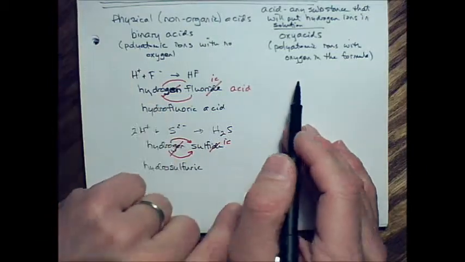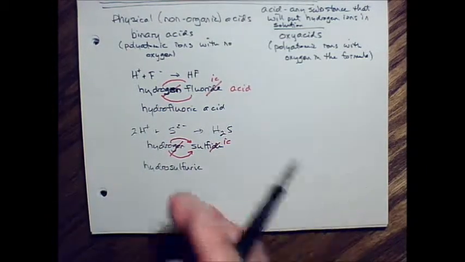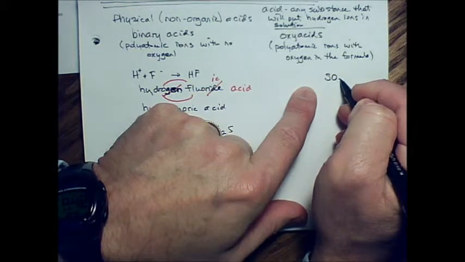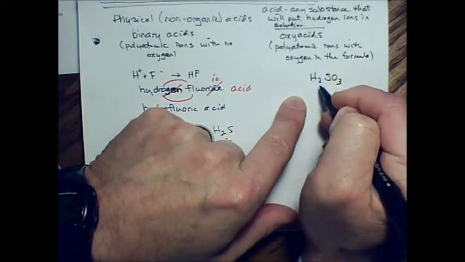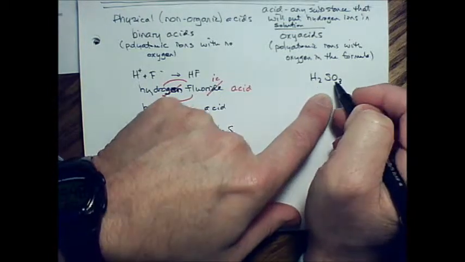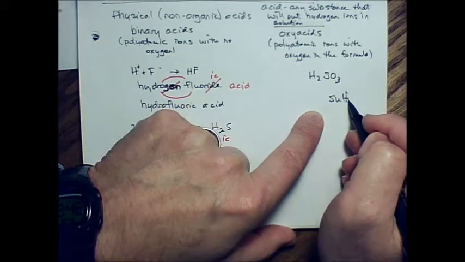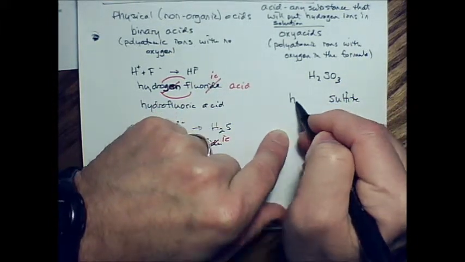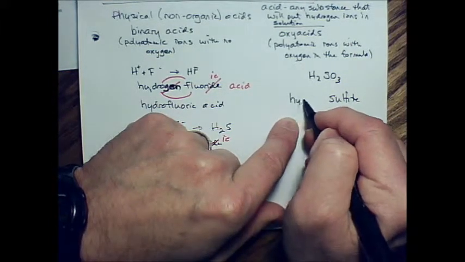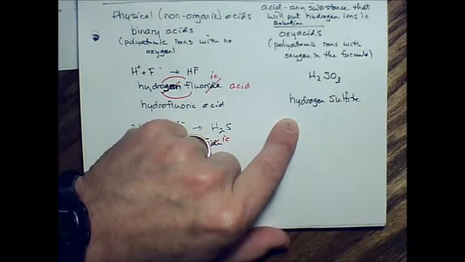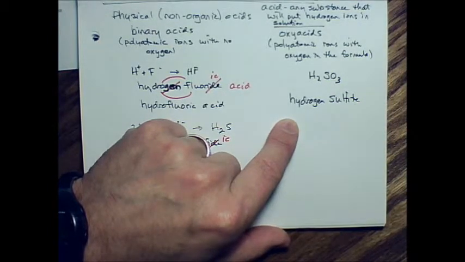Okay. Let's look at oxyacids real quick. The instructions are on the sheet here. Okay? The instructions tell you what to do. They're right here. Oxyacids have polyatomic ions on them. So if I have SO3 and H2 on the front, okay, this ion, SO3, is a sulfite ion. Okay? So we name it like an ionic compound. It's hydrogen sulfite.